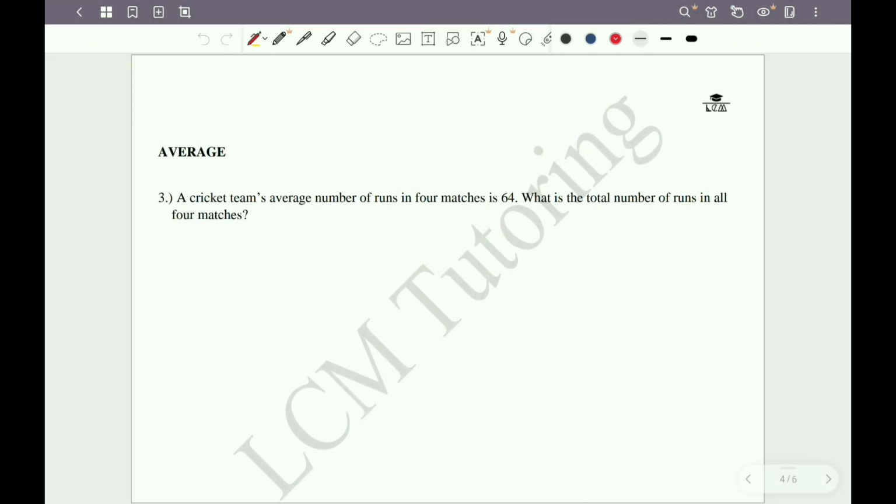Once again, question 3. A cricket team's average number of runs in 4 matches is 64. What is the total number of runs in all 4 matches? Now, again, sum is another synonym for total. So the total, of course, will be the average multiplied by the number of numbers. In this case, the number of numbers would be the number of matches. So we know the average is 64 and the number of matches would be 4, right?